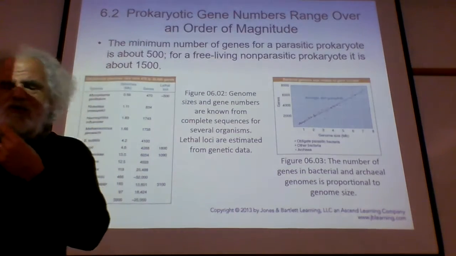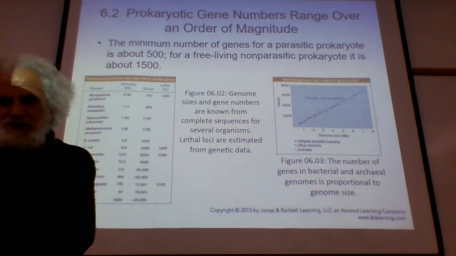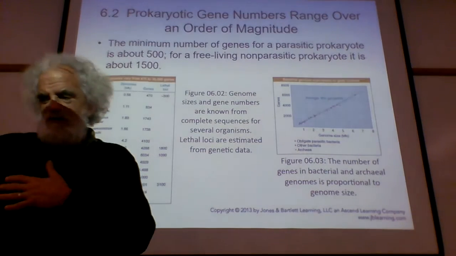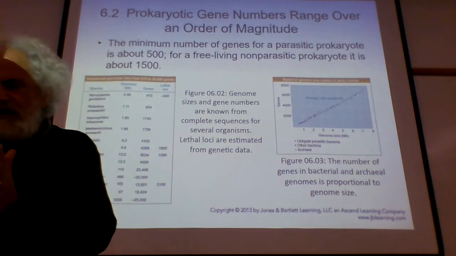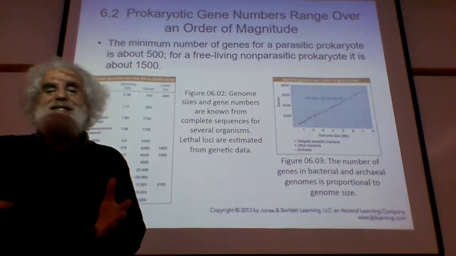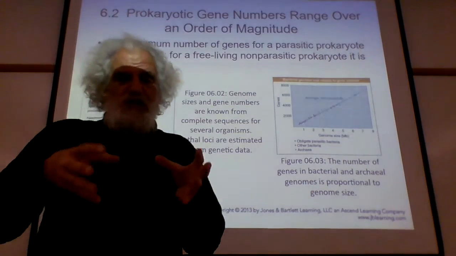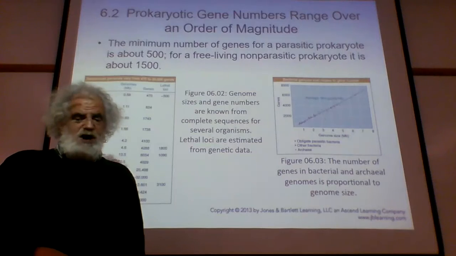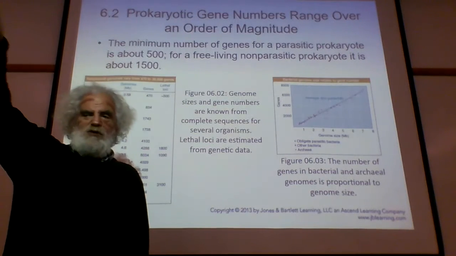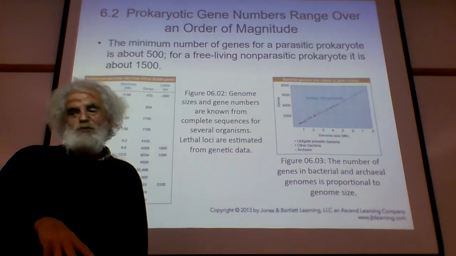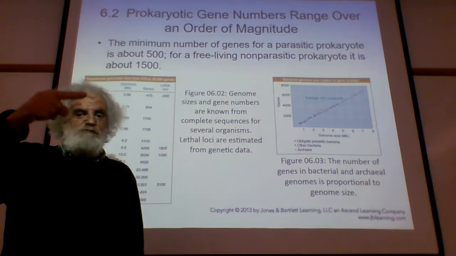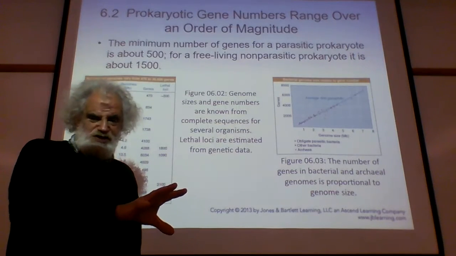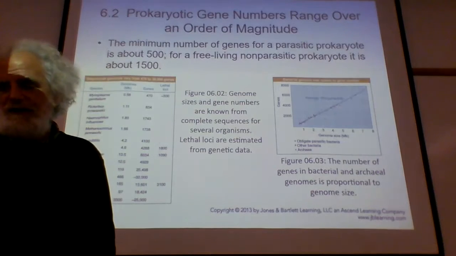So the prokaryotic gene numbers range over an order of magnitude. The minimum number is about 500, and in most bacteria, it's about 1,500. The gene number is proportional to the genome size in prokaryotes, and this makes sense because prokaryotes tend to have very compact genomes. They don't have a lot of repetitive DNA. We talked about this when we were looking at Cot curves. If you do a Cot curve on a bacterium, it will exhibit a single inflection of DNA hybridization, whereas with very complex eukaryotes, we have multiple levels of inflection, which represent highly repetitive sequences in the genome, moderately repetitive, or single copy messenger RNA.